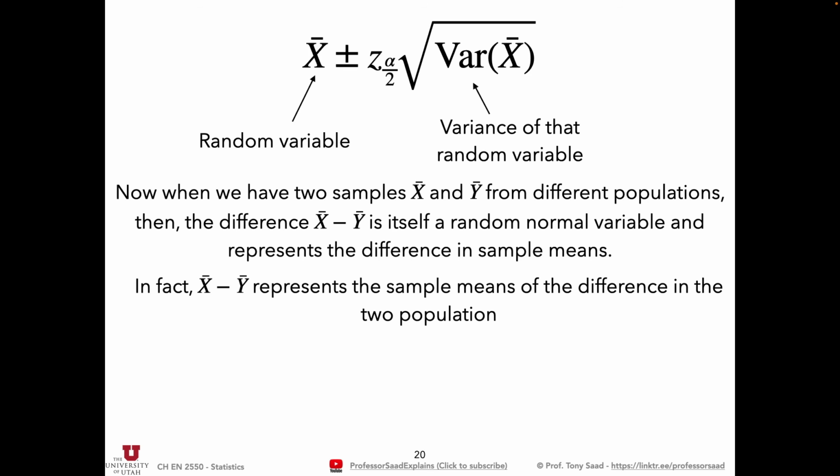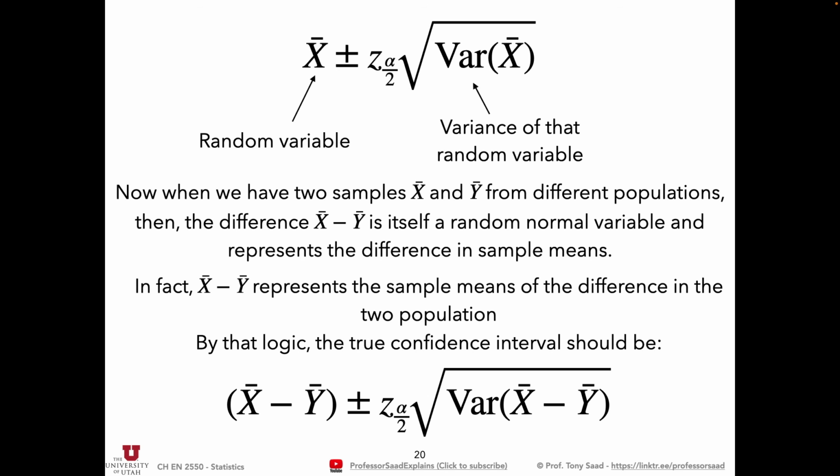Although I'm sampling separately from each population, their difference is the random variable in question that I need to look at. Their difference has a whole different distribution. And by that logic, if x bar minus y bar is a random variable, I just plug it up there. So I should expect this to be my confidence interval: x bar minus y bar plus or minus z alpha over 2, agreed? Times the square root of var of x bar minus y bar.